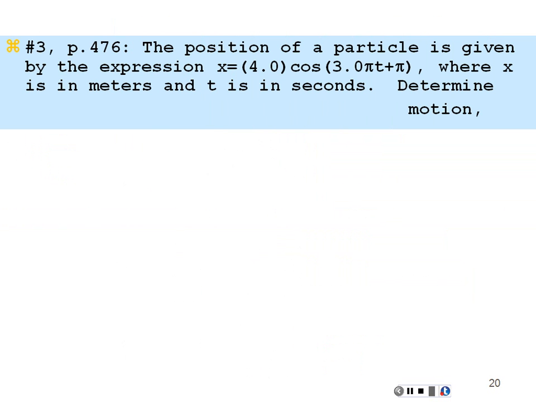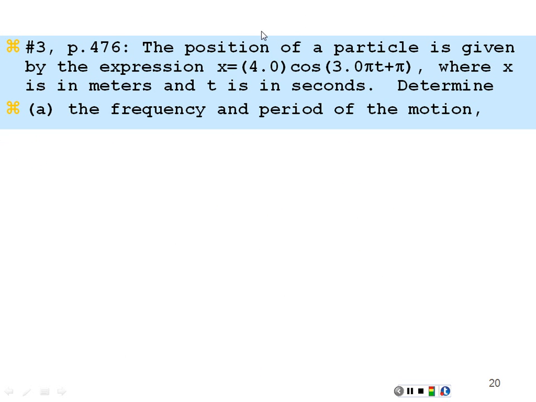Great. Let's try another one. The position of a particle is given by the expression x equals 4 cosine (3 pi t plus pi), where x is in meters, t is in seconds. Determine the frequency and period of this motion.